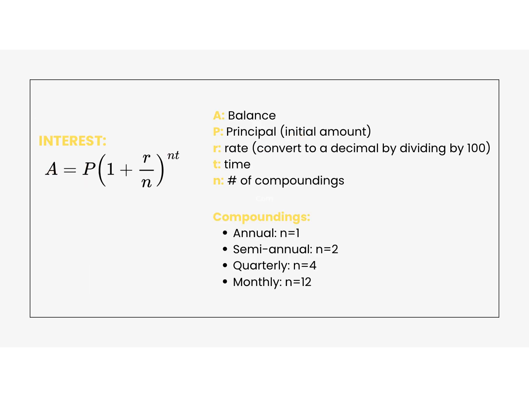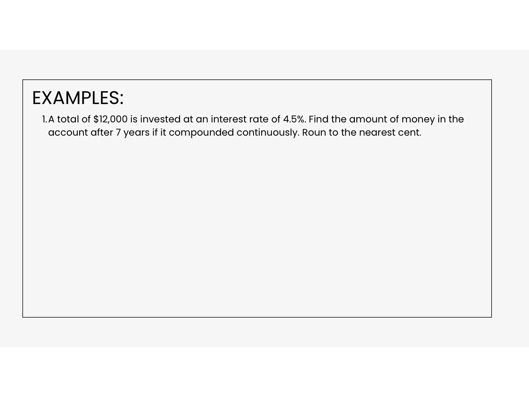And then don't forget, we also have this interest formula, which has a lot of the same things. A is the balance, P is the principal, R is the rate, T is the time. And then remember, N is the number of compounding periods. So if it's annually, N is 1, semi-annually, N is 2, quarterly, N is 4, monthly, N is 12. All right, so let's look at some examples here.